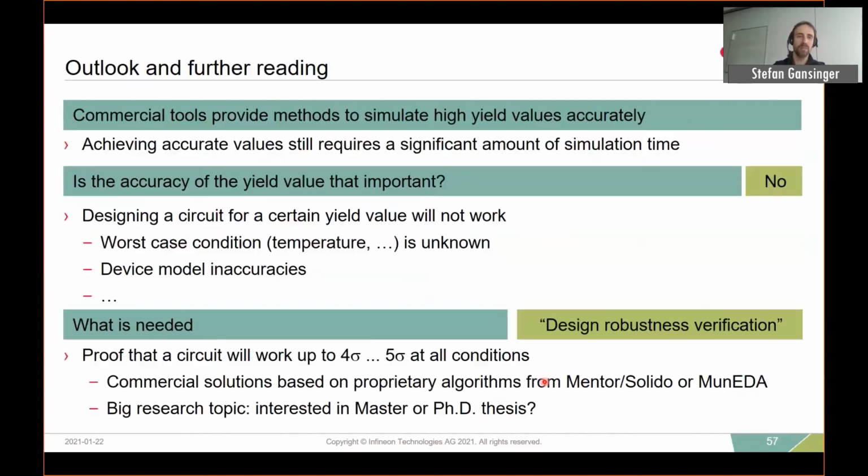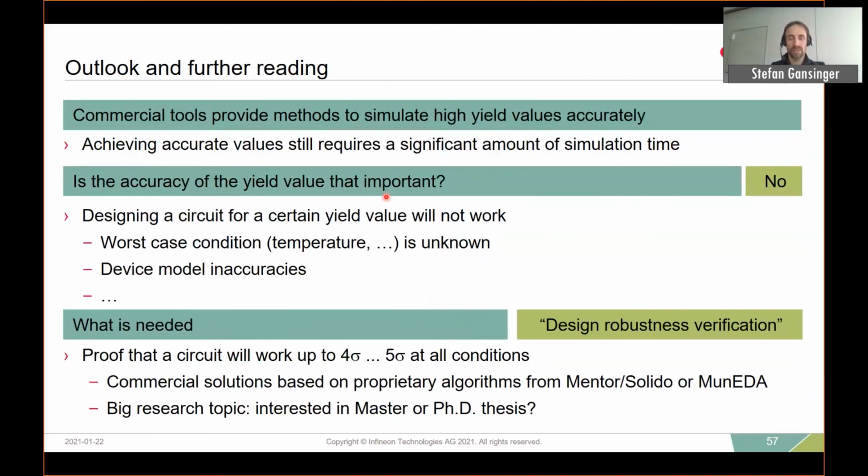But, and here comes now the big but, is this what we need in analog design? And I would say not really. Why is this the case? First, it's not so important for us to predict an exact yield value. And I would say it's even not possible, because all of the simulation methods require very accurate models, especially if we go up to very high sigma results. And of course, it is not possible to have such accurate models. So the exact yield value will anyhow be wrong.